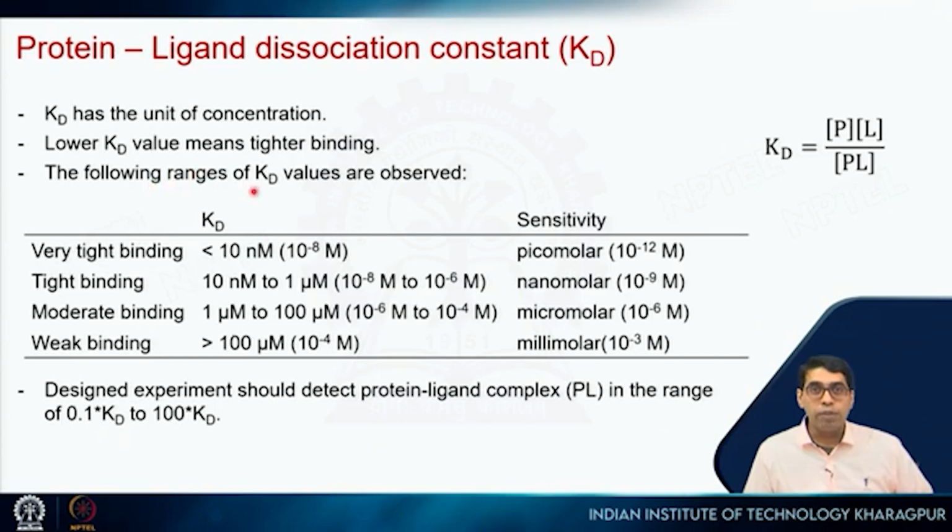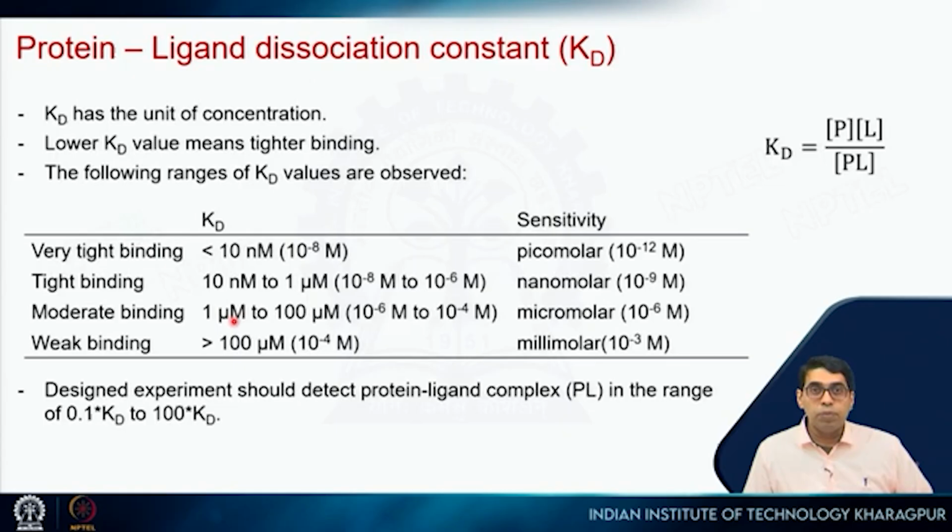So the following ranges of KD values are observed. For very tight binding, you get nanomolar or less than nanomolar. Tight binding will be 10 nanomolar to 1 micromolar. Moderate is 1 micromolar to 100 micromolar, and weak will be more than 100 micromolar. So it goes into the millimolar range, right?